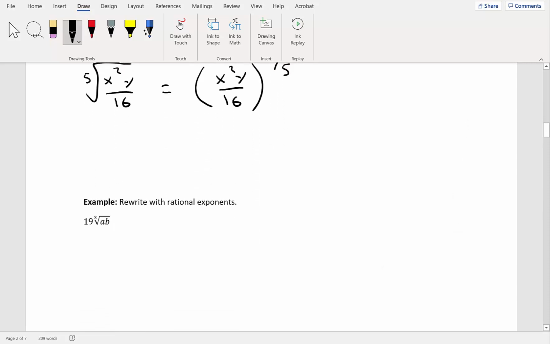Okay, next example, rewrite with rational exponents. We have 19 times the cubed root of ab. Now notice the 19 is on the outside of the radical sign. So this isn't going to be raised to a power. So let me just rewrite the problem. We have 19 times the cubed root of ab. This would be equal to 19 times, now our radicand, the expression underneath the radical sign, is ab. This would be raised to the 1/3 power. So this would be 19 times ab raised to the 1/3 power.